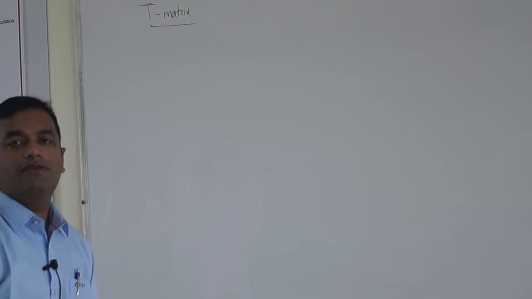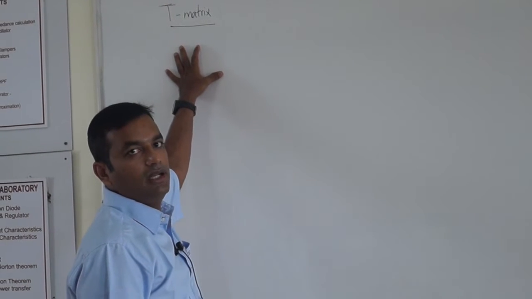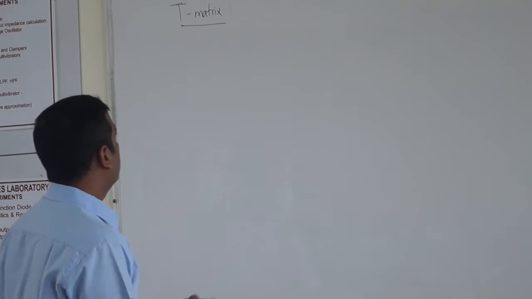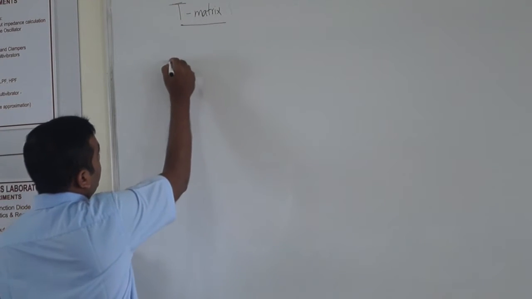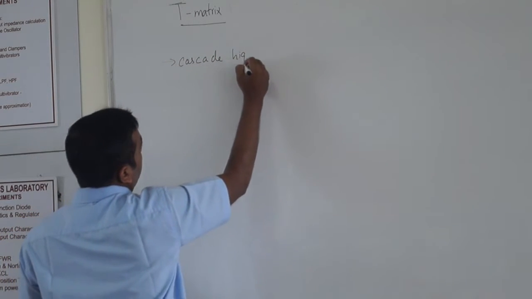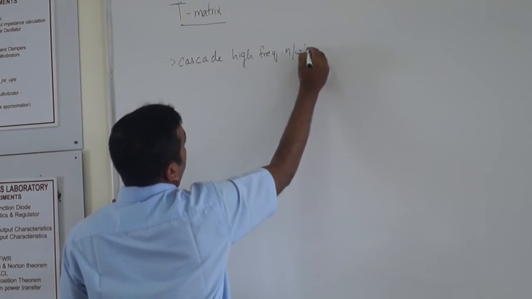In the previous sessions we had discussed enough on the S matrix. So today we are going to deal with something which is new, which is called the T matrix. Where do I need the T matrix? Whenever you want to cascade high frequency networks, you will go for the T matrix.